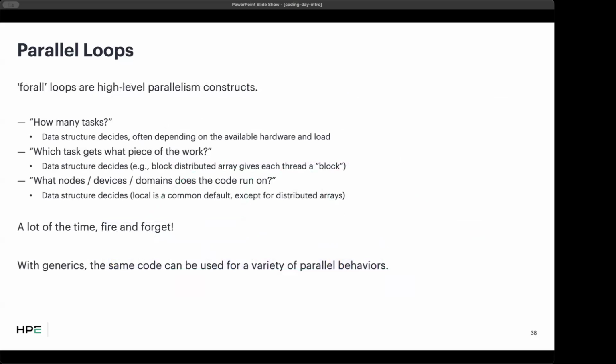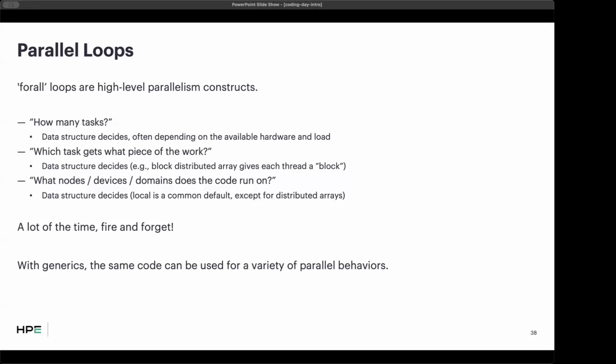So how many tasks are created? Tasks are basically units of parallel work. Well, the data structure figures out how many tasks are needed. Often this is exactly as many tasks as your computer can run in parallel, but in theory it could be less or more. And then the data structure's parallel iterator also decides which task gets which pieces of the work, so which elements are processed by every core, for instance.